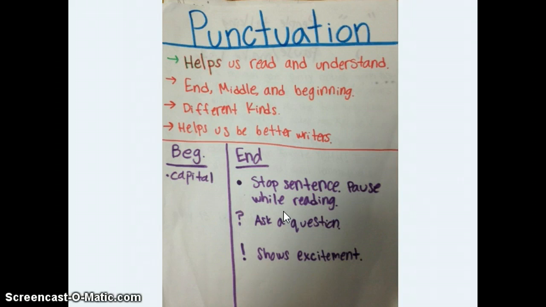able to do. And so because I knew in reading we were going to be working on using punctuation as a way to read fluently and accurately in order to increase our comprehension, I also knew that it would be a good time to work on ending punctuation with my students.